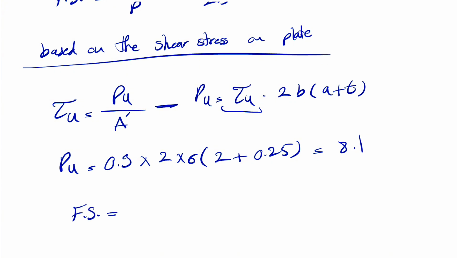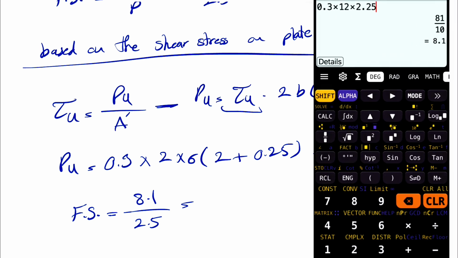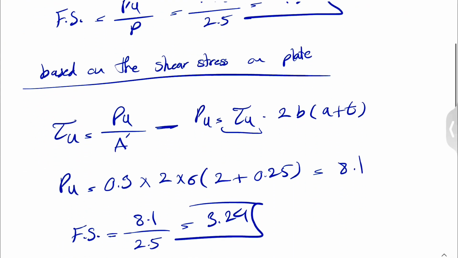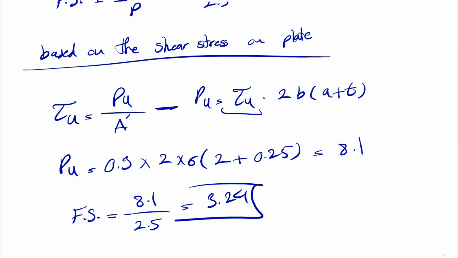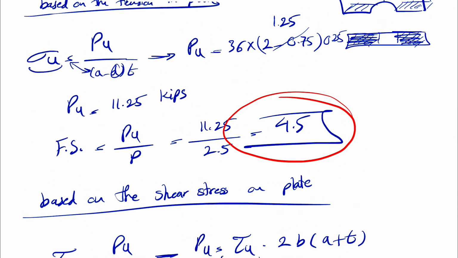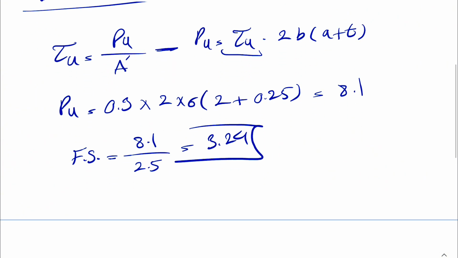So the factor of safety is 8.1, or the ultimate P, over what we had for P, 2.5. Let's divide that by 2.5. And that's going to give us 3.24 for the factor of safety.